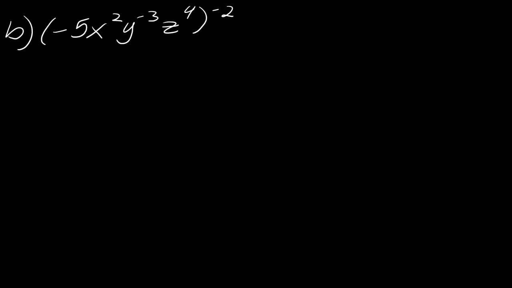Okay, so applying similar logic for b here. So I'm going to just set this up. Now this is a negative number, so I have to be really careful with this. So what I like to do with this is I like to leave the negative number in the parentheses, and then I'm just going to apply this negative exponent.